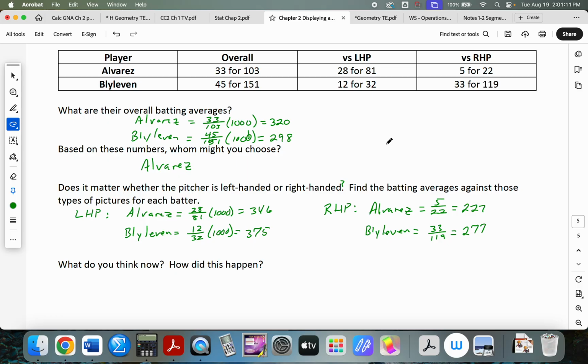Okay, you'll see this in some of the homework. There are some great problems. I want to say there's one about a hospital where they compare this hospital to this hospital, and they're like, which one should you go to? When you do the overall, it tells you one thing, but when you look at the specialties, the other one is actually better at both kinds of surgeries. Okay, so you have to be careful about reporting these overall statistics. So now I think that Blyleven is the better choice.